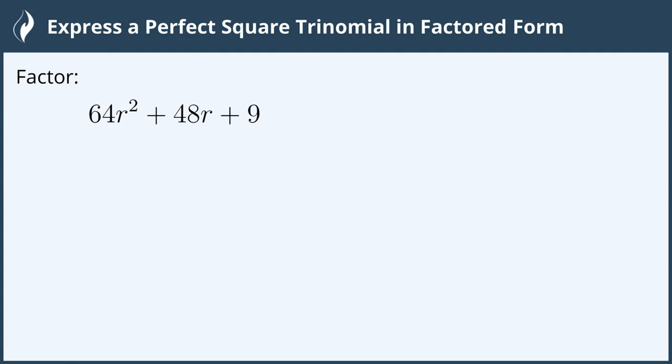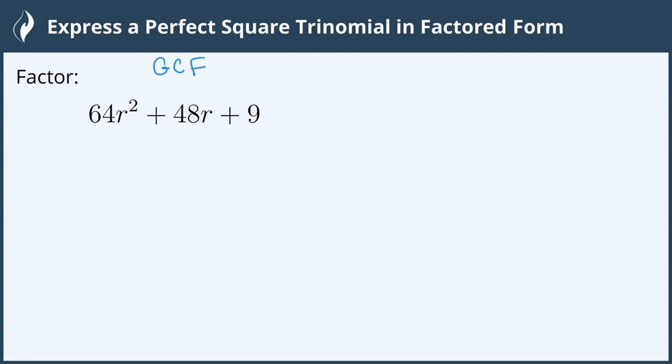Knowing that it's a perfect square trinomial, we're still going to want to look for a greatest common factor just to make sure that we don't have anything that will go into every single term. And 64, 48, and 9 do not have anything in common, so we're not going to factor anything out of all three of those. So let's go ahead and work through the perfect square trinomial pattern.